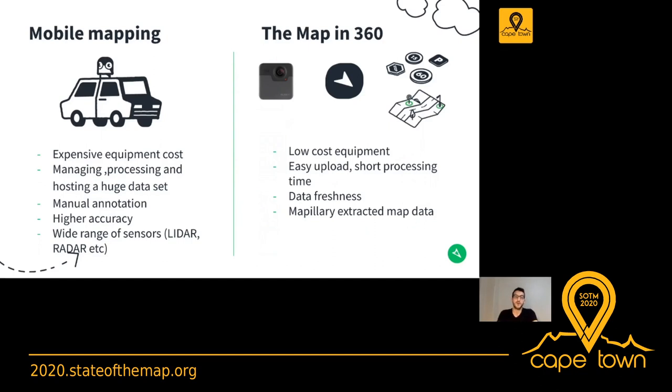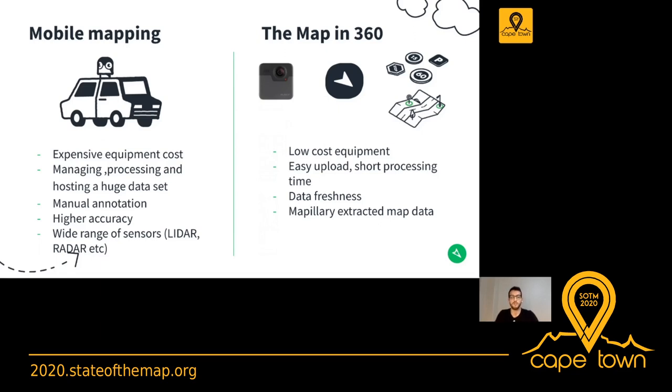Mobile mapping is the process of collecting geospatial data from a mobile vehicle using various sensors such as a 360 camera, laser scanner, GPS IMU positioning system, and some other sensors. This is one of the most time and cost-effective methods to collect geospatial data, but it requires expensive equipment, and managing and processing its data is quite difficult. And also, sometimes you need manual annotation for the street level imagery in order to extract map data from it.